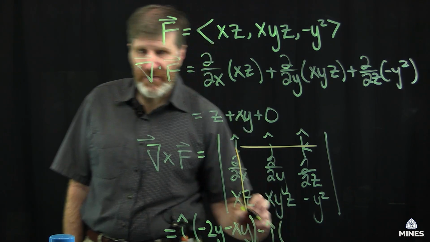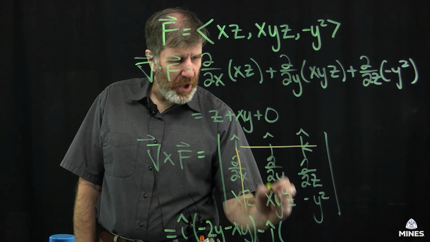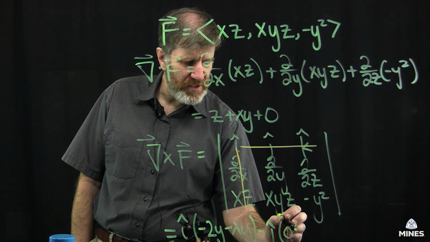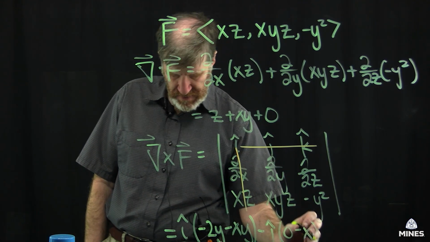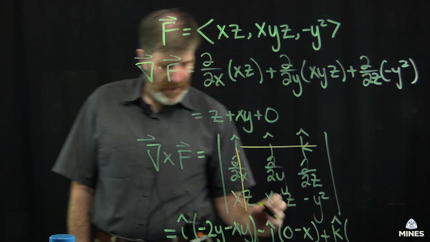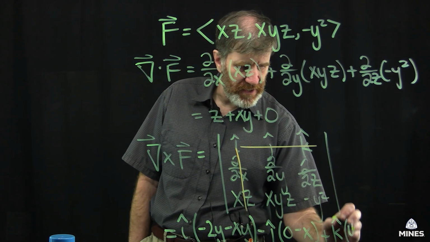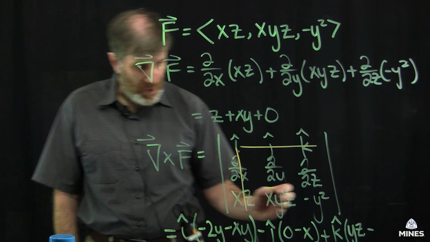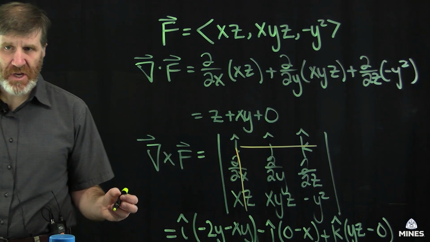The next term is a negative j. Remember, we switch signs for the j, and we're blocking out the row and column containing j. So we have an x derivative of negative y squared, which is 0, minus a z derivative of xz, which is x, and then plus the k, and blocking out the row and column containing k, we have an x derivative of xyz, so that's yz, minus the y derivative of xy, so that's 0. And we have it in our ijk notation.